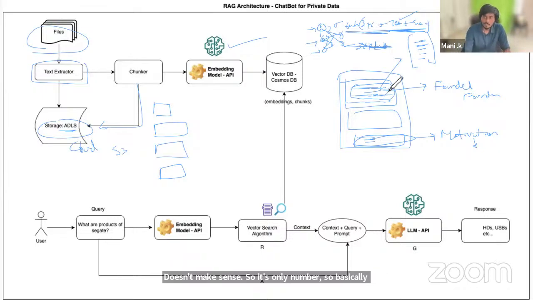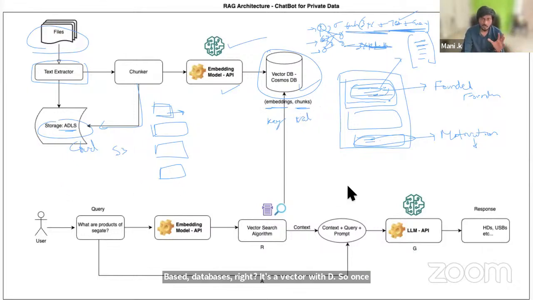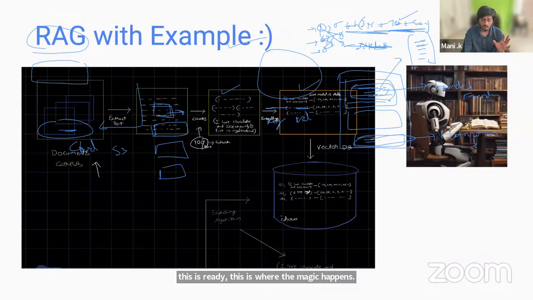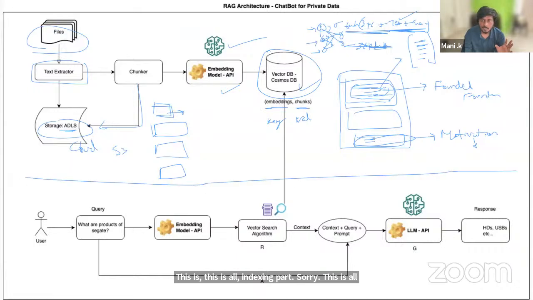Text will be converted into numbers. Images will be converted into numbers. So the entire data got converted into small chunks and that got converted into numbers like this, which will be saved in a vector DB, which will have the embedding and the corresponding chunk, like a key value pair. Key value pairs, usually we have in data structures and document based databases, right? This is a vector based database. Once this is ready, this is where the magic happens. This is all the indexing part. Now comes the RAG part.